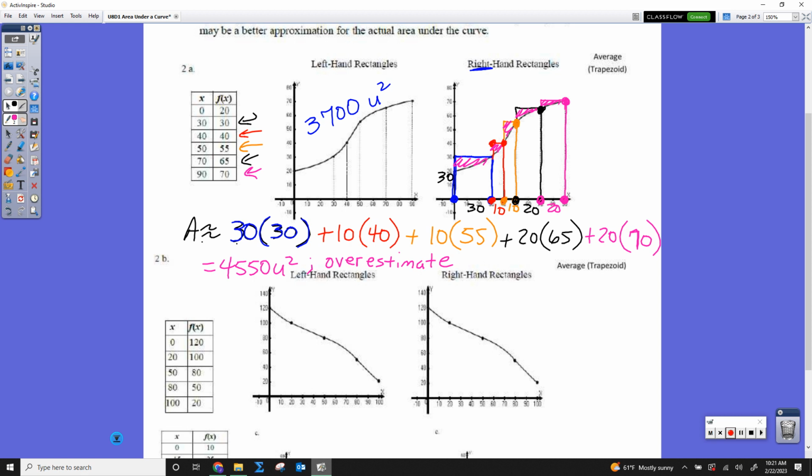Okay, so then the last thing over here says average. It says trapezoid. So what we're going to do is we're going to take the 3,700, just another way for another approximation, the 3,700 that we got from the left-hand rectangle sum, and our 4,550. If I can squeeze it in there. Sorry. And we're going to determine that average of those two quantities. So we're getting 4,125 square units.